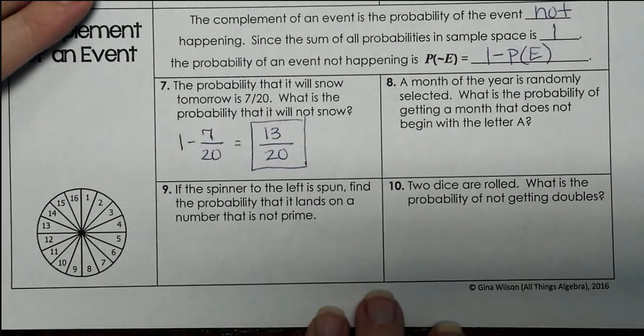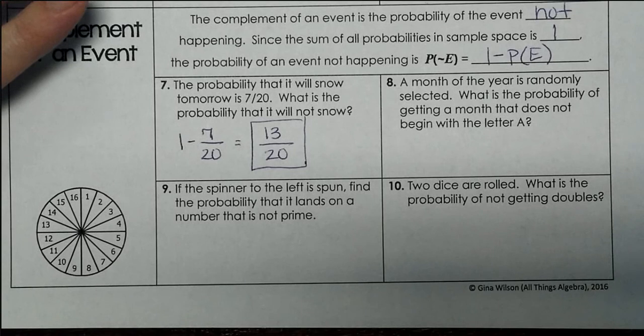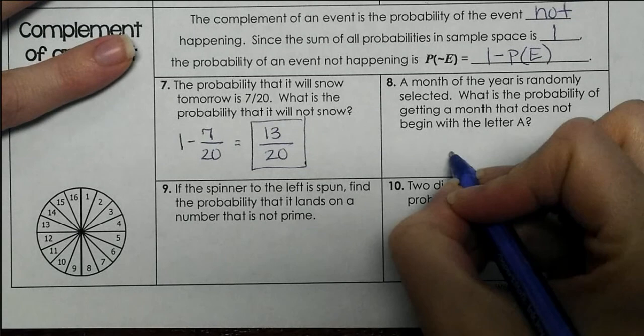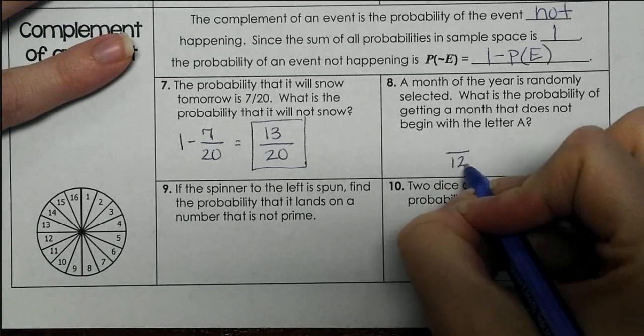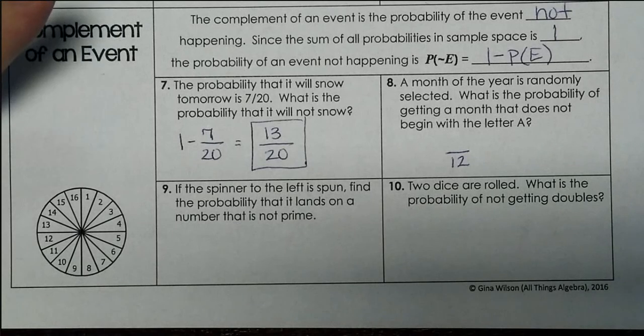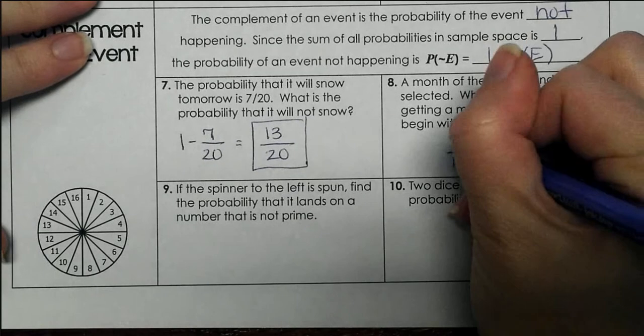Okay, a month of the year is randomly selected. What is the probability of getting a month that does not begin with the letter A? So let's just think of getting a month with the letter A. Let's think about that probability. So you know there's 12 total months in the year. And then think about the months that start with the letter A. You have April and you have August. Those are the only 2 months that start with A. So you only have 2.